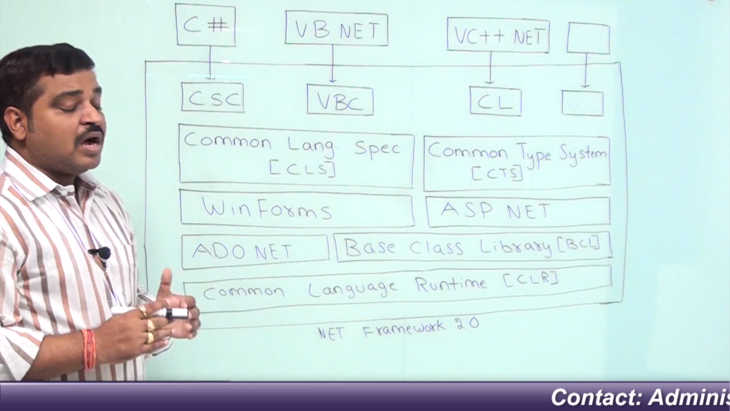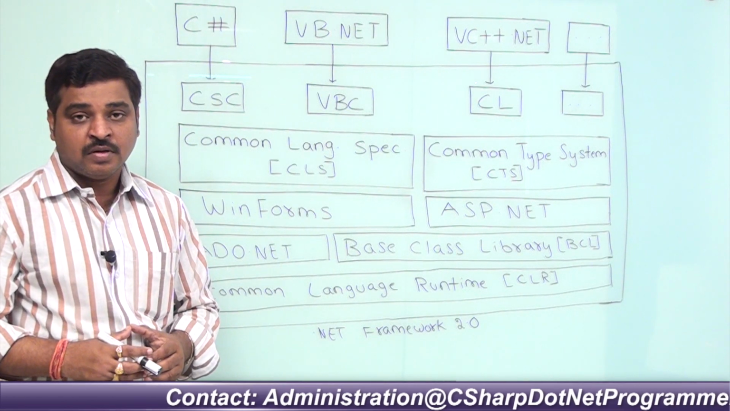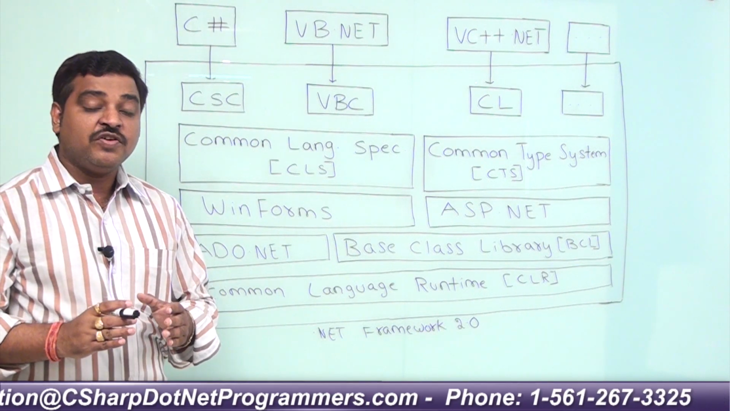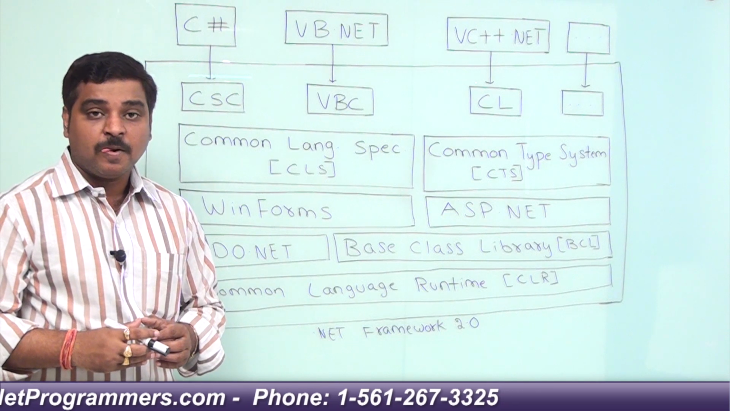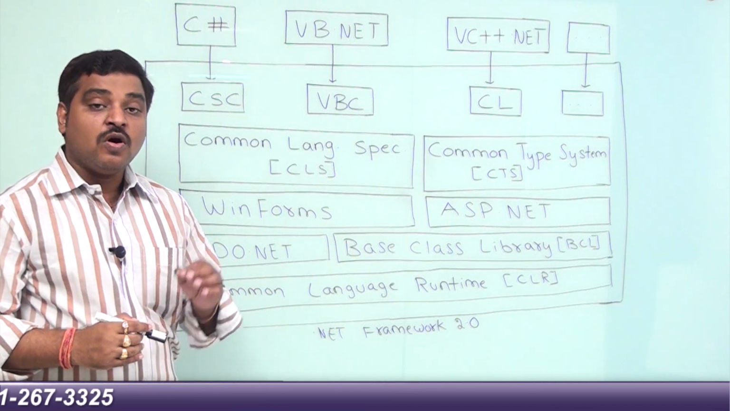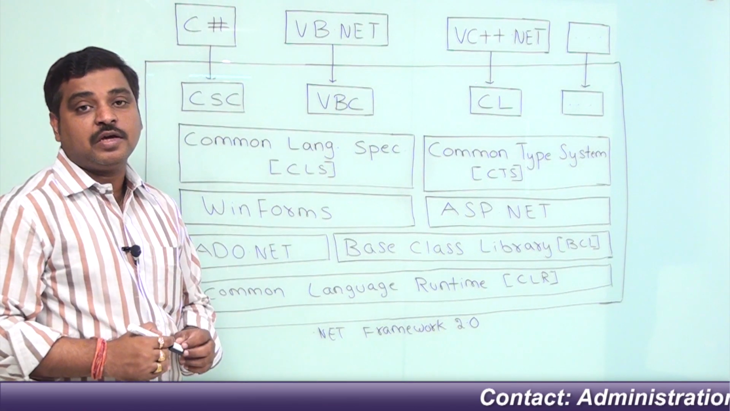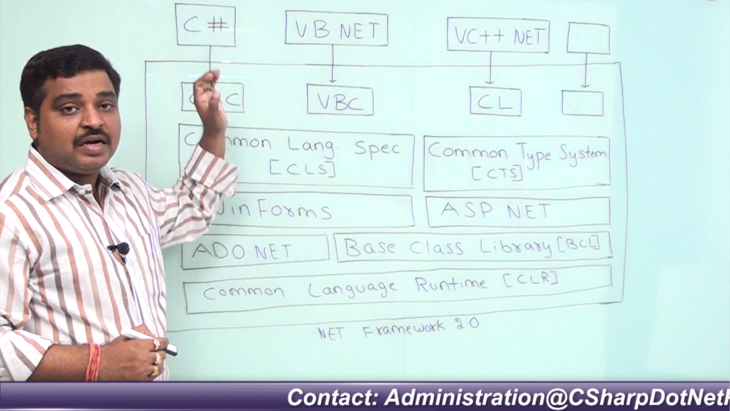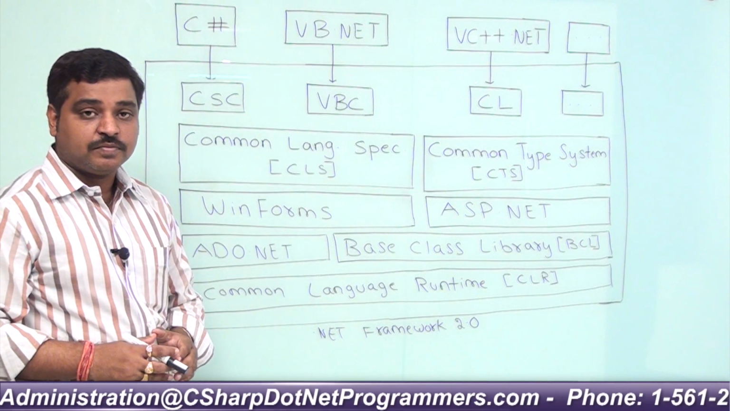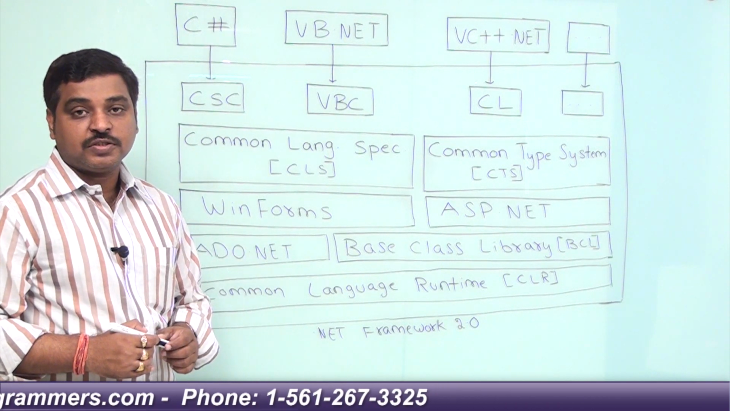Languages are used for developing any type of application. One of the main goals for .NET Framework is to achieve language independency, which means that all the languages are equally powerful. So we can select any language for developing the .NET application. We can select C# or VB.NET and develop a .NET application.